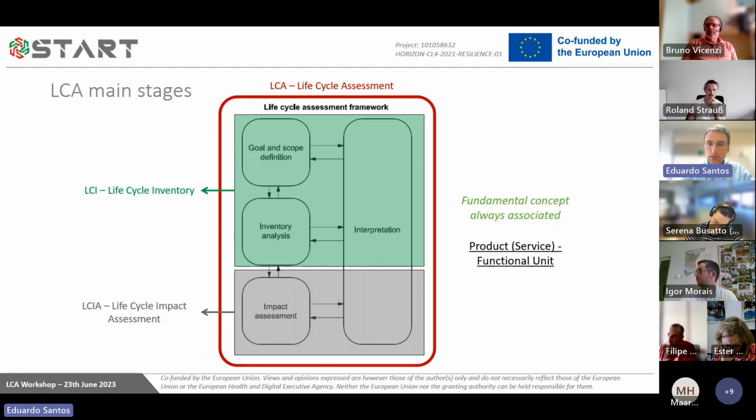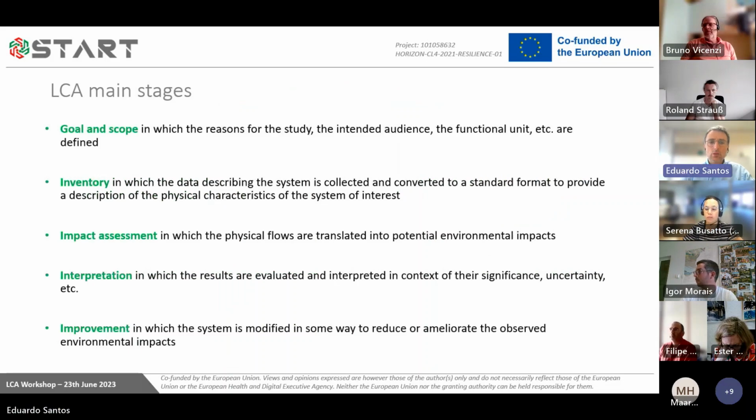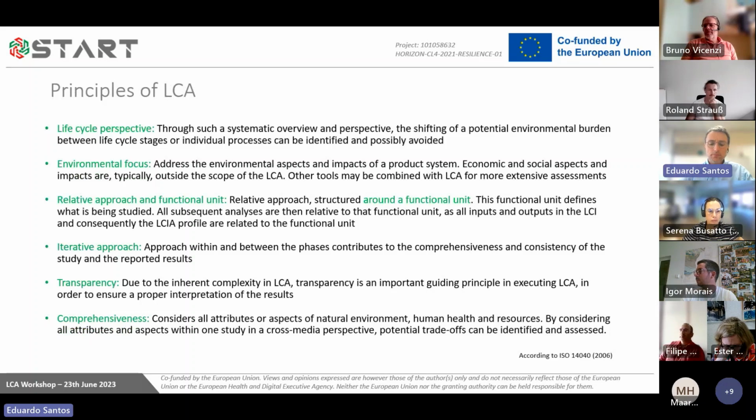And that, for the case of the START project, is something that we have been discussing in the work package, but we will have to then establish a definitive functional unit that can be the one that we use for the START project. So this is mostly what I've been describing here, the LCA stages. I would like also to talk to you about the principles of doing LCA. So it's very important to have these in consideration while doing the methodology.